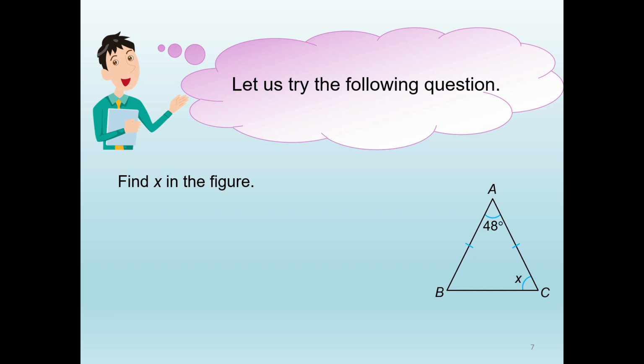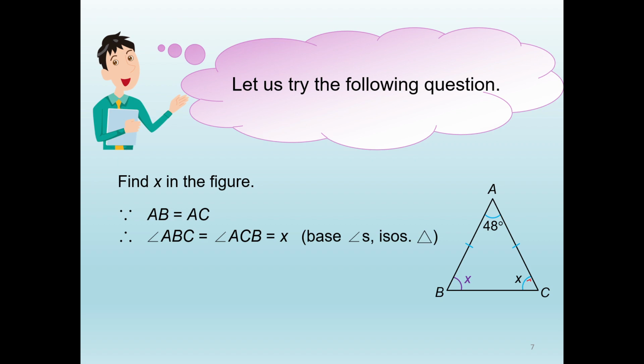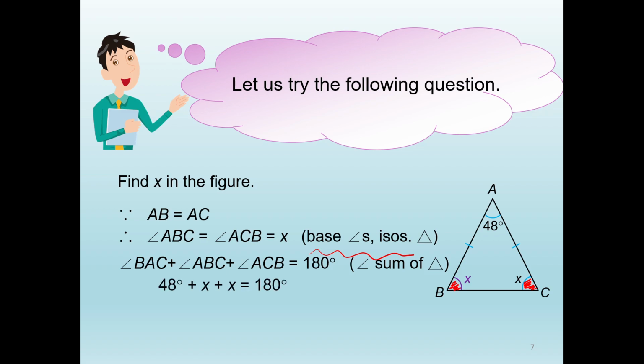Example 1. Can you find the x in the figure for me? Since x is one of the base angles, then we need to make use of the base angle isosceles triangle to say that the two base angles are equal. So this is our first step using the base angle isosceles triangle. And then later on, we have all the three interior angles here. Then that means we can use the angle sum of triangle. The sum is 180. So by solving the equations, then we know x equals 66 degrees.